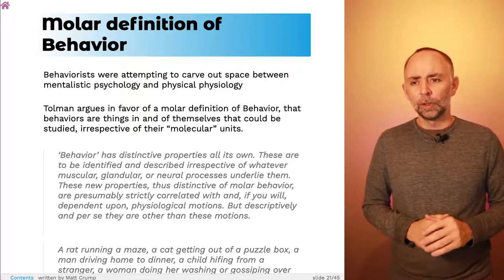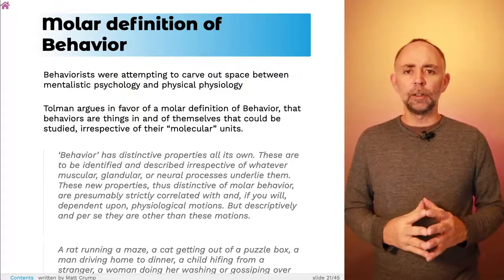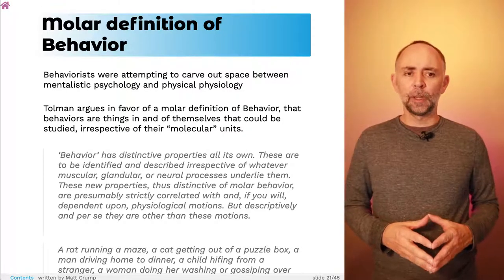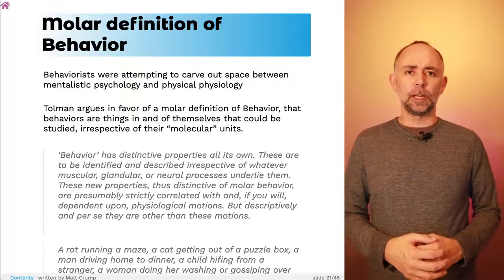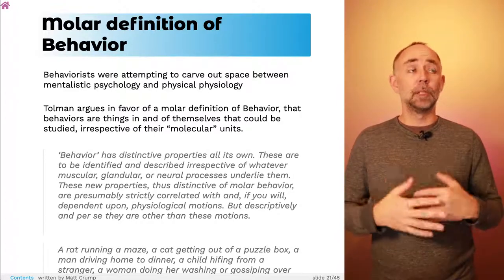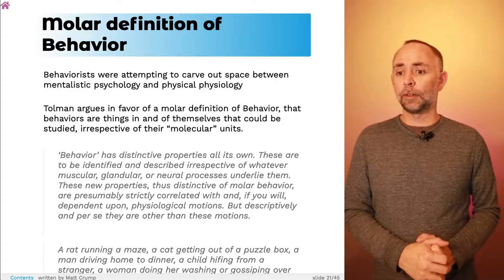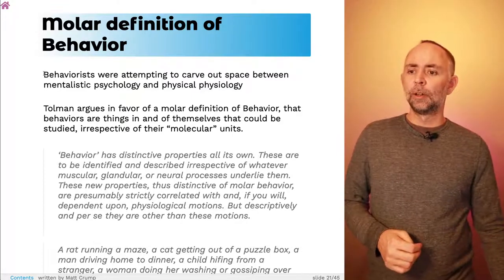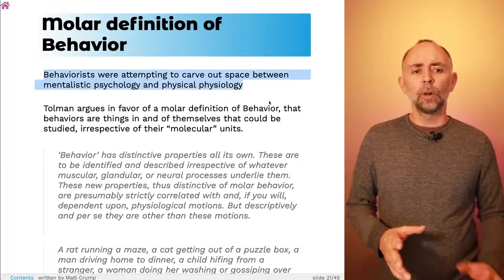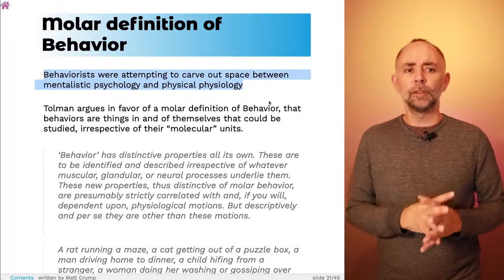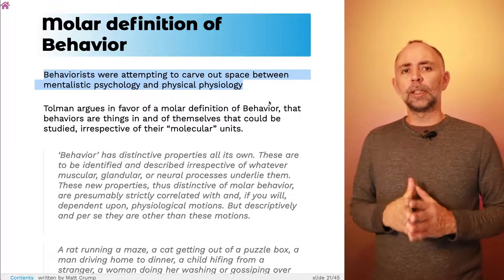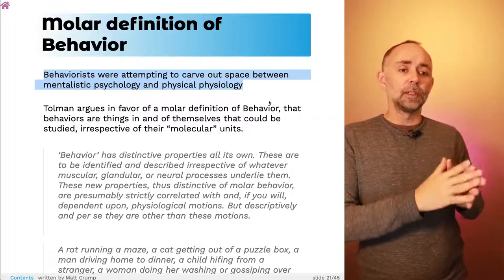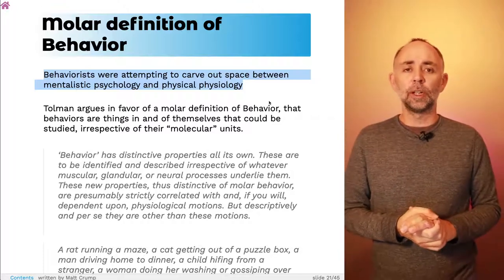First of all, Tolman made an argument in favor of a molar definition of behavior. And this is an important conceptual step in the school of behaviorist thought. So if we're thinking about the early 1900s, behaviorist researchers were attempting to carve out research space between mentalistic psychology on one hand and physical sciences or physiological research on the other hand.